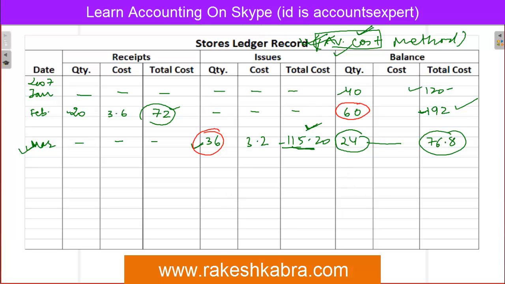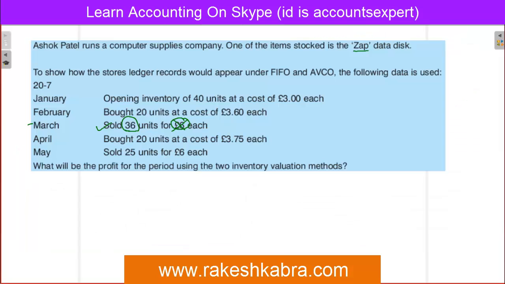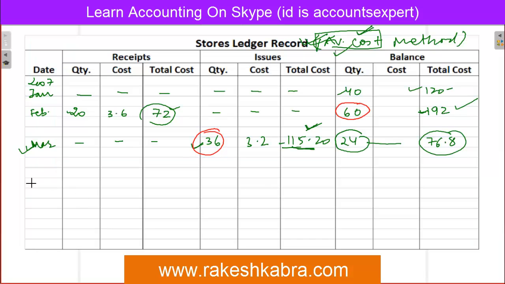Now see, after March what happened? In April we brought 20 units, and the cost is 3.75. Brought means this item we will record in the column for receipt. How many units did we bring? 20 units, and the rate is 3.75. So what is the value? 20 multiplied by 3.75, the value will come 75. And there is no sale in the month of April.